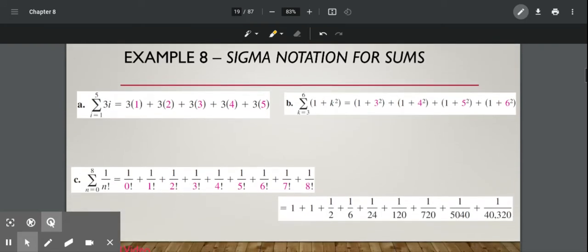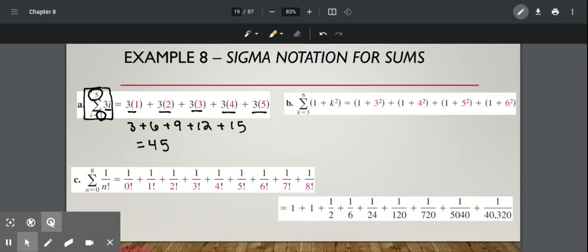So this was already written out for you as what it looks like, and we can just simplify these. So in this first one right here, we're going to add the first through the 5th term of 3 times i. So what we do is we plug in those terms for i. So we have 3 times 1 plus 3 times 2 plus 3 times 3 plus 3 times 4, and we end at 3 times 5 since we were going up to our 5th term. So you would have 3 plus 6 plus 9 plus 12 plus 15, which gives you 45.